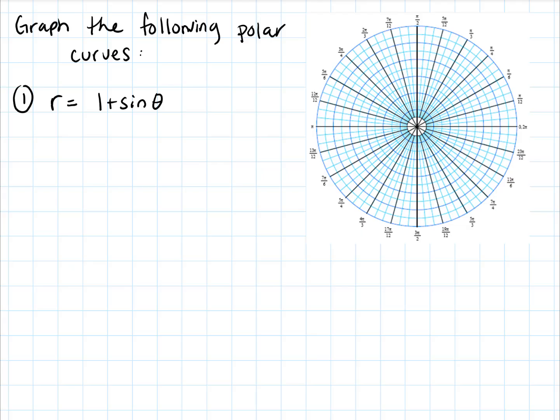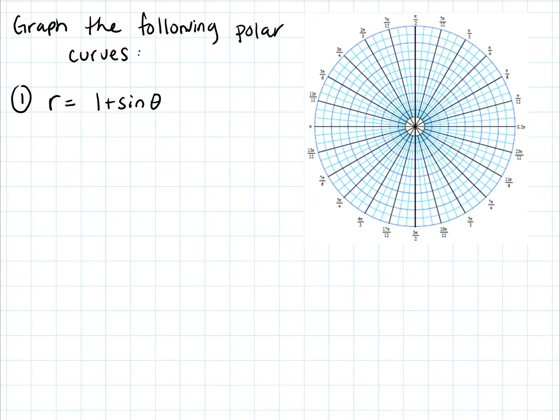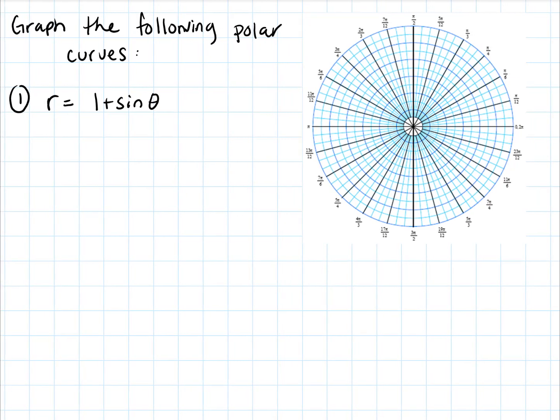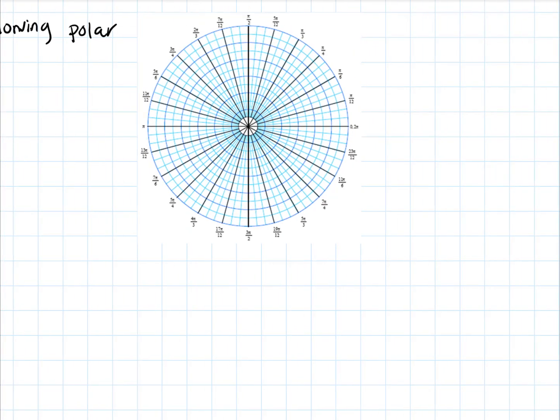What I want to focus more on in this intro to our polar calculus is how do we actually graph polar curves? So if we come across a polar curve, so graphing polar curves, here's an example. This is what we're going to do. Graph the following polar curves. Our first one being r equals 1 plus the sine of theta. So how do we do that? And I just want to go through a couple quick strategies for doing that.